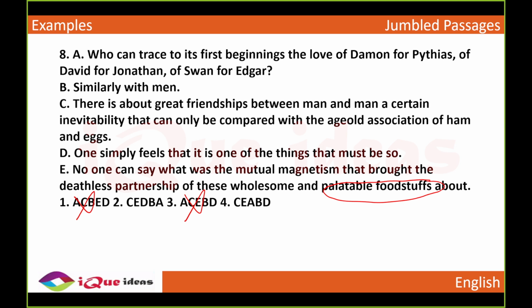Now, will A come first or D come first? So let us say A says who can trace, it talks about men. D says one simply feels it is one of the things that must be so. And let us take a look at B. B says similarly with men.